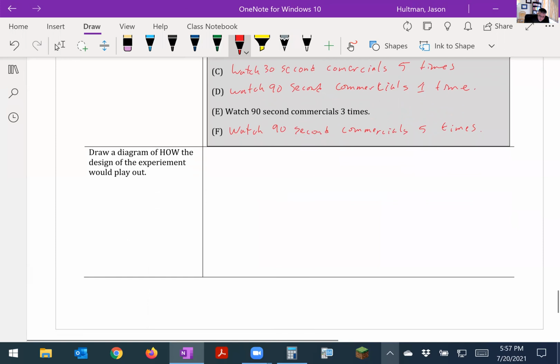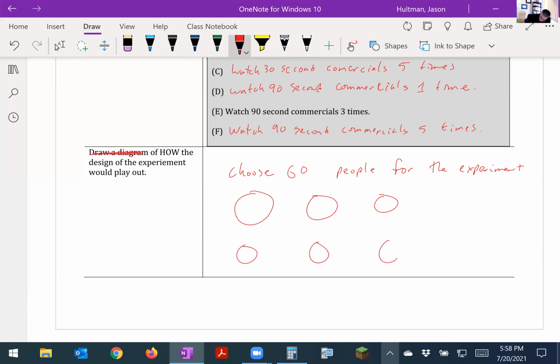Okay, draw a diagram of how the experiment would play out. I'm just going to explain, I'm not going to draw a diagram. Say that I choose 60 people for the experiment. Then I could put 10 people in each group. 10, 10, 10, 10, 10, and 10, right? So 10 in each of the treatment groups.